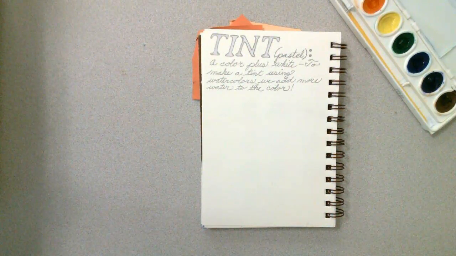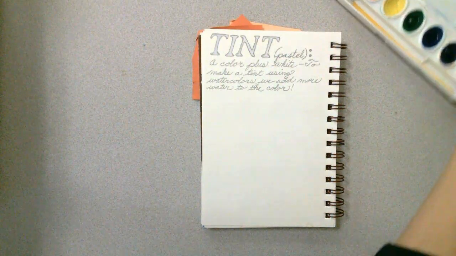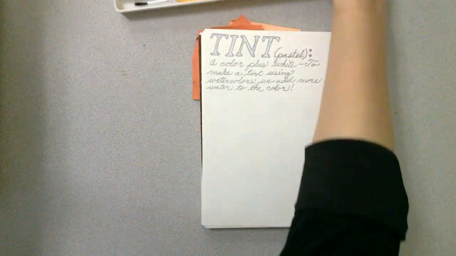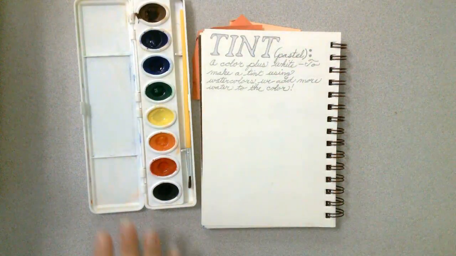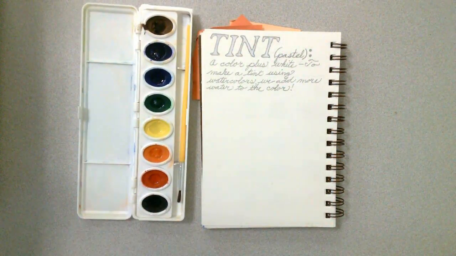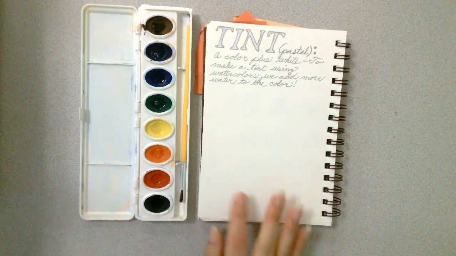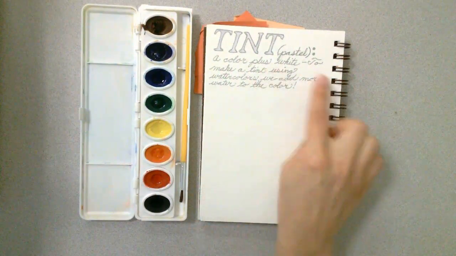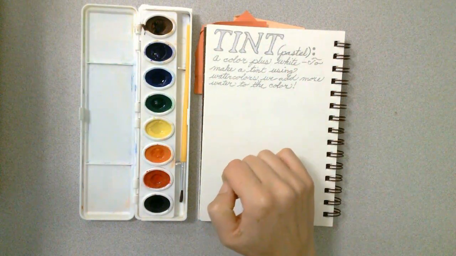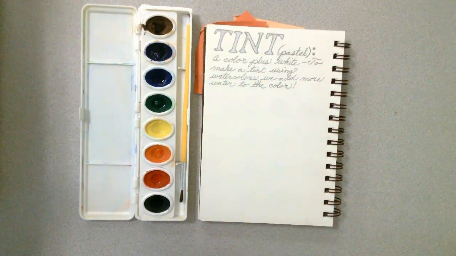In watercolors, because we do not have white in our paint palettes, the way we're going to be making a tint with our watercolors is we're going to be adding water to the color, because we know that the water will lighten the color that we're using. Okay, so a color plus white. To make a tint using watercolor, we add more water to the color.